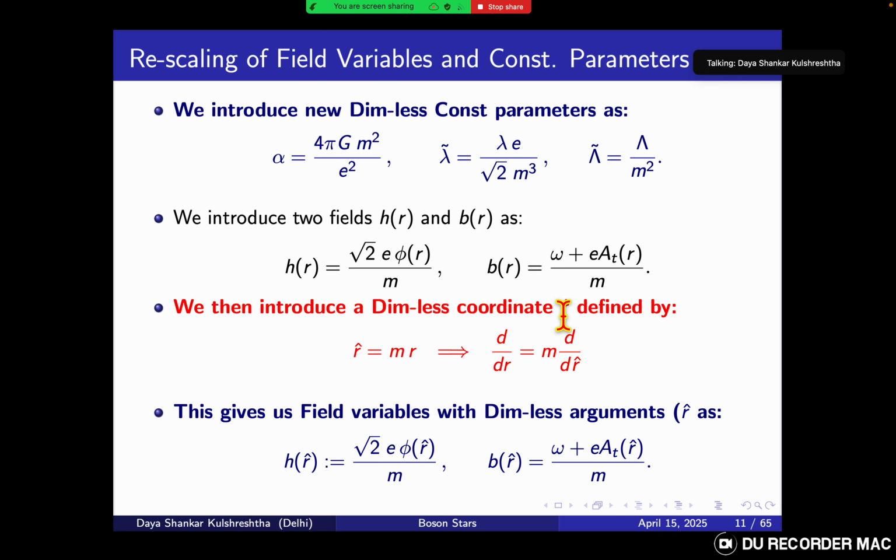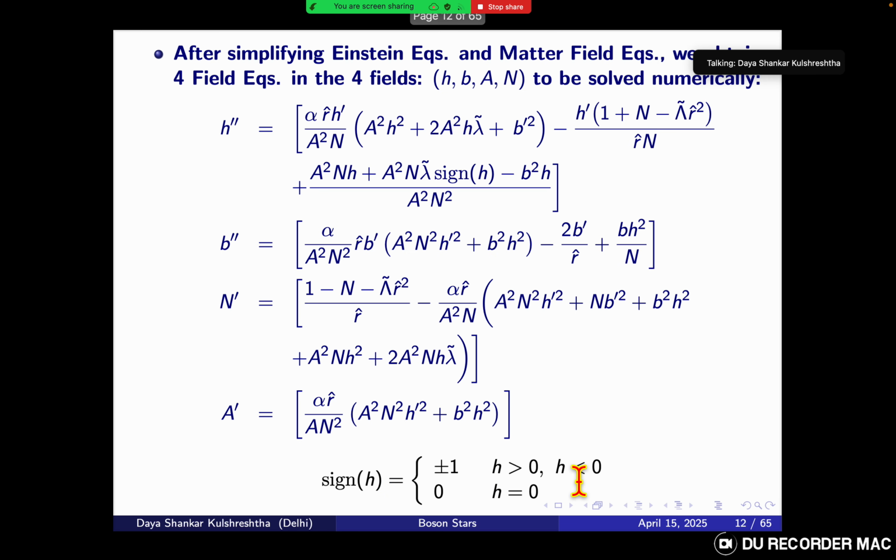Now you see, in this theory we have some constant parameters which are dimensionful, and the field variables h and b are also dimensionful. A and N are dimensionless. So we construct new variables. So we define new constant parameters in terms of the old ones. So the new ones are dimensionless. And the field variables are also redefined so that this h and b are dimensionless. Then we also like to make the argument of the fields dimensionless. So we define r hat equal to m r. And with this, these are the new definitions of the scalar matter field and the vector matter field with dimensionless arguments. So eventually, the equations of motion reduce into this set of four equations.